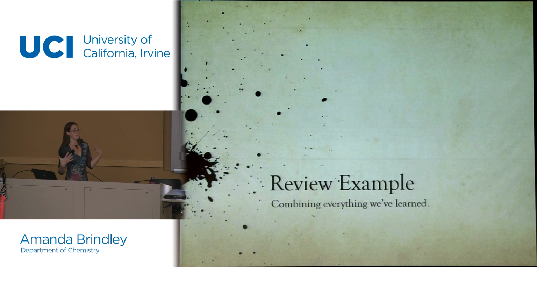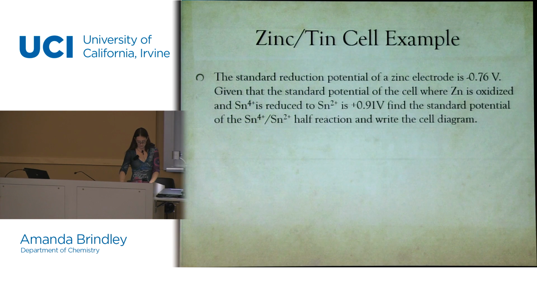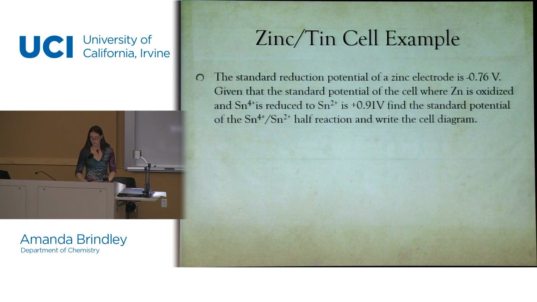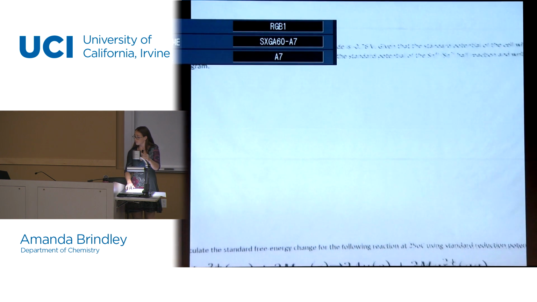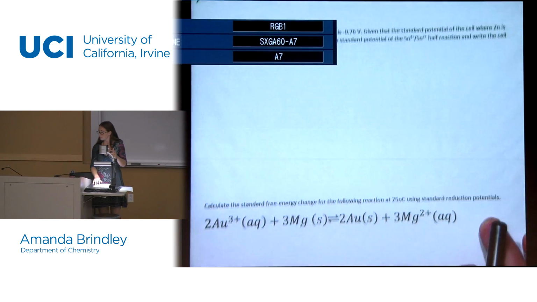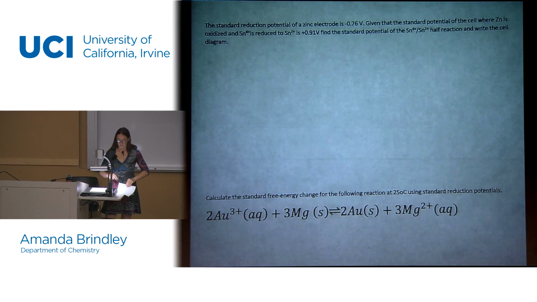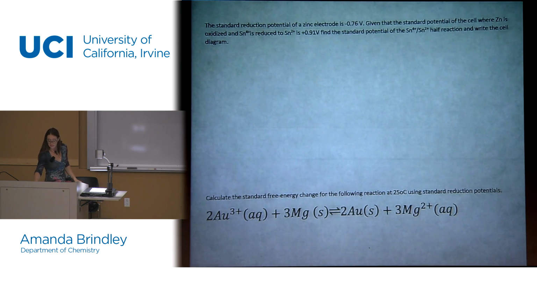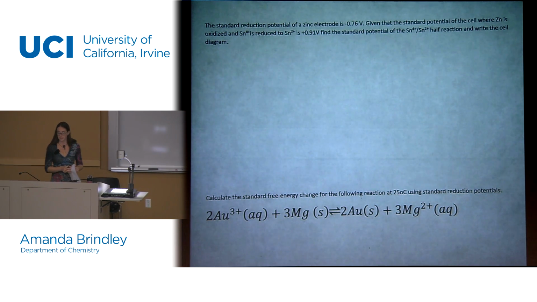So let's do one big example where we walk through everything. This is just kind of a, let's take all of electrochemistry that we've learned so far and combine it into one thing. So we have our standard reduction potential of a zinc electrode. I tell you what it is. Of course, you can always look it up if I don't tell you.